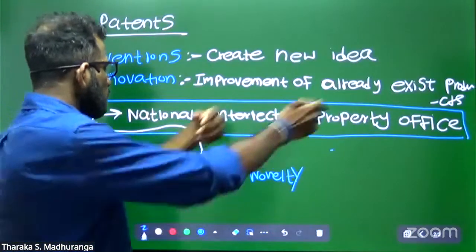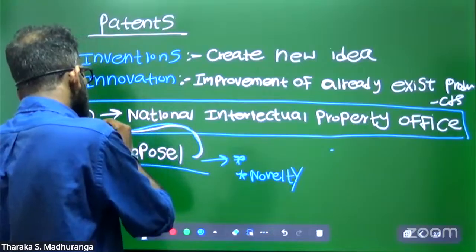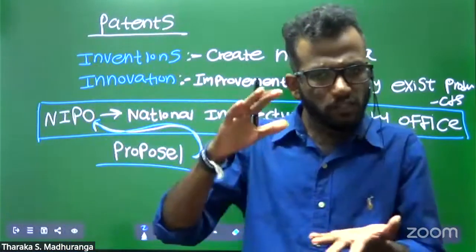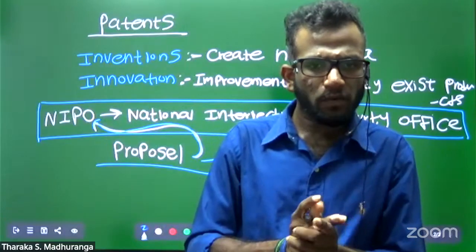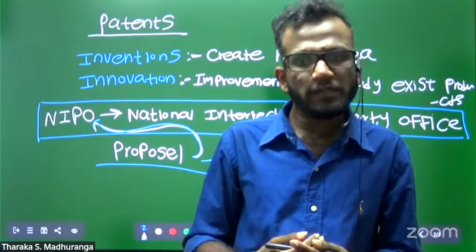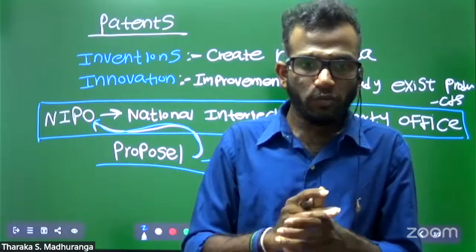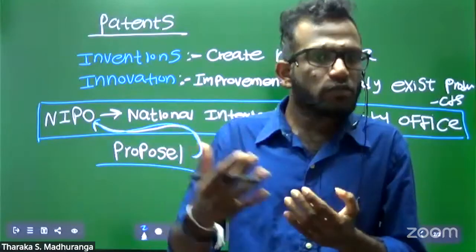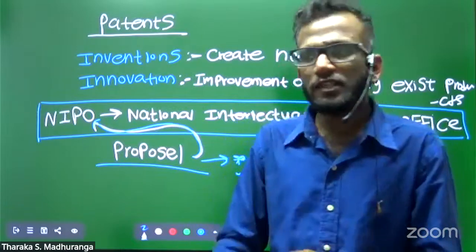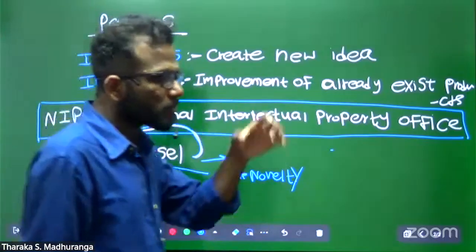Normally, if you have any new product, you can contact the NIPO office, National Intellectual Property Office. Then they give you a list of documents you need to submit. They give the documents required for your purpose. Then you have to complete your documents according to their requirement and submit them to the National Intellectual Property Office. After you submit, they review your product.